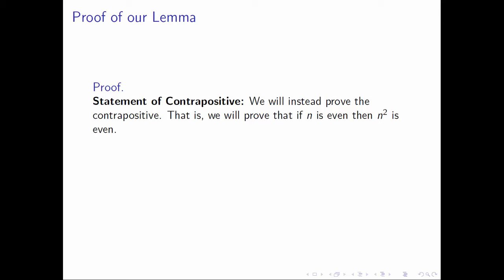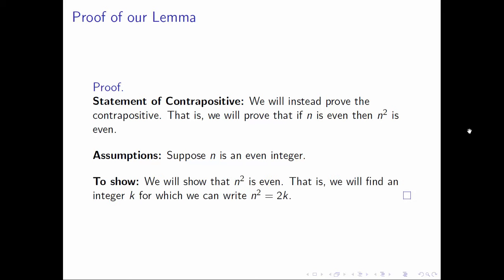Now, it's very important that I state this contrapositive here because everything else that flows from the structure of my proof follows from this change. That is, now my assumption is not that n squared is an odd number, but my new assumption is that n is an even integer. So that's the assumption in my contrapositive. And what will we show? Well, we'll show the consequence of this if-then statement: that n squared is even. That is, we will find an integer k, for which we can write n squared equals 2k.